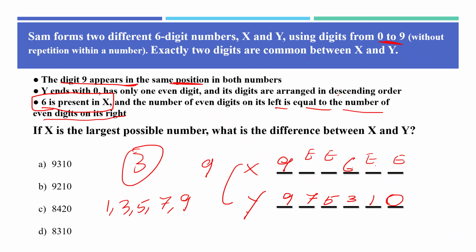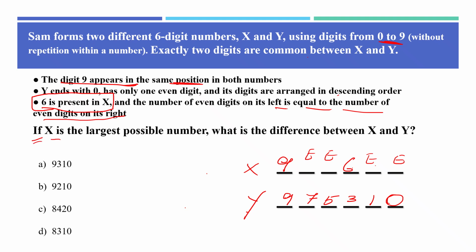Okay, then 6, I have placed 6 in the right position, 9 in the right position, and the other things they have given is, if x is the largest possible number, what is the difference between x and y? They have asked you to find the difference between x and y. And as you see the options, all the numbers are ending with 0. So obviously, the last digit of the number should be 0.